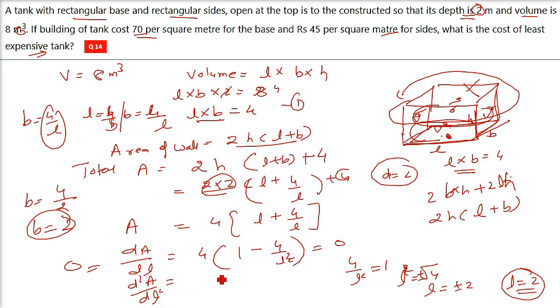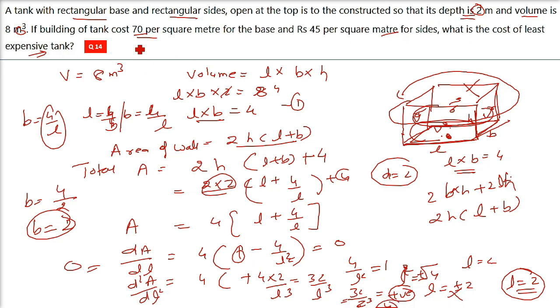We will double differentiate it. 4 into 1 minus 4 by L square has to be differentiated, and you are going to get certain value or certain expression, and that expression is this one. And this expression, what you see here, should be positive because we need least expensive tank. And since we have got 32 by L cube, and that will always be positive, L cannot be negative. 32 cannot be negative. So this gives us the least expensive tank. Don't worry about the values. Only worry about the sign whenever you are doing the double differentiation in maxima and minima.